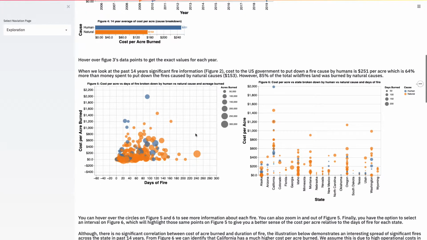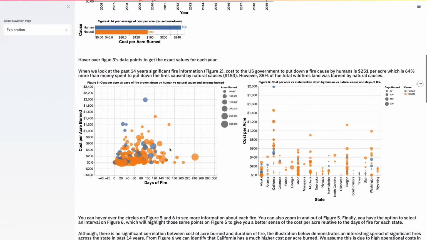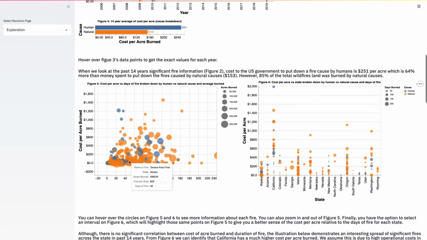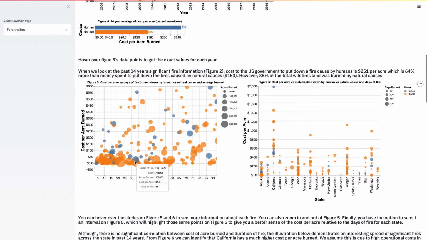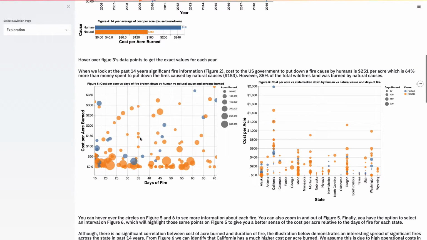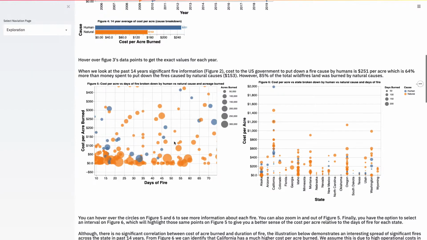Here we go in more depth, looking at multiple dimensions at the same time. We look at the days of the fire and how long it lasted, basically, and the cost per acre burned to see if there's any correlation. Each point depicts a specific significant fire, and as you hover over the point, you get a breakdown of the name of the fire, the state, the acres burned, and so on and so forth. You can zoom in to see greater detail and hone in on a specific point.